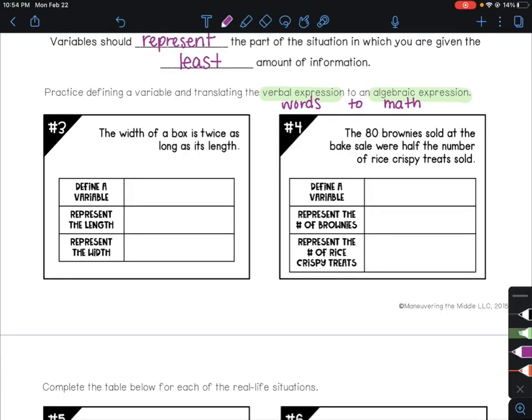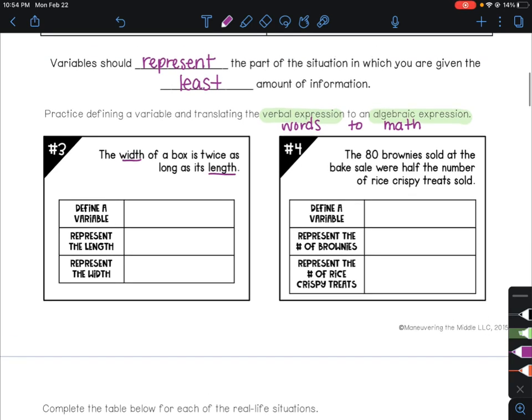So number 3, the width of a box is twice as long as its length. So the 2 things that we're comparing are the width and the length. Now we need to know which one to represent as a variable. And to do that, we want the thing that has the least amount of information about it. We know that the width is twice as long as whatever the length is. But we don't know the length, and we don't know anything about the length. So let's call our variable L to stand for the length.